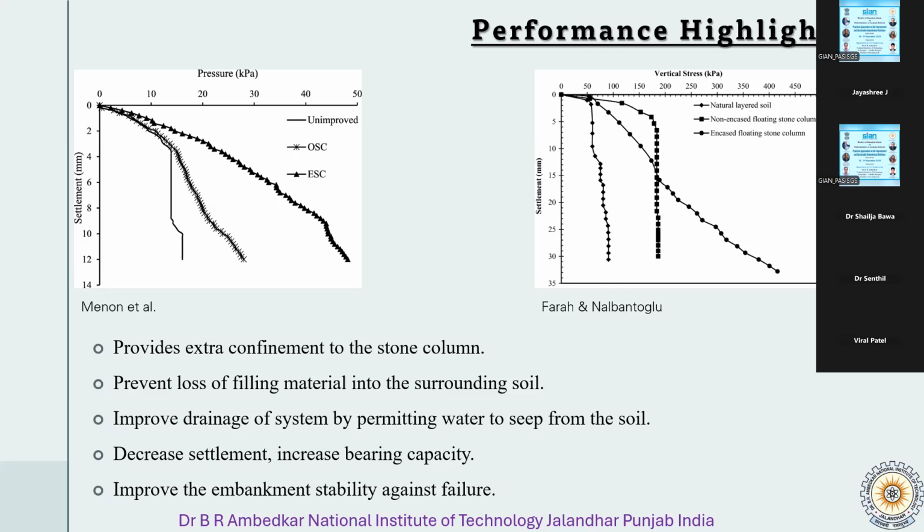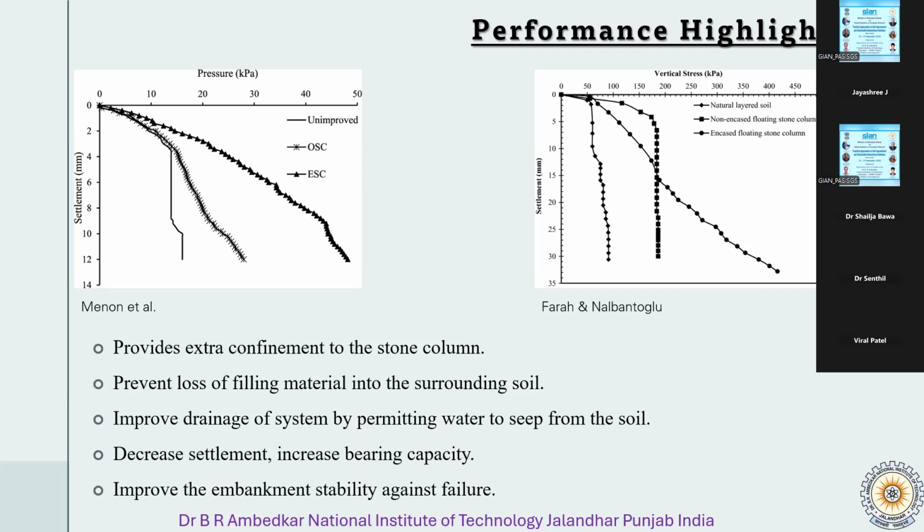So that's why, secondly, we can say that encasing material helps to prevent the loss of the stone particles into the surrounding soil. It is important when the soil is loose or saturated soil, where there is more loss, due to the quick reduction in the strength. And third thing is, encased stone columns improve the drainage characteristics of the system. The geosynthetic allows water to seep out, reducing the pore water pressure and improving the soil's overall behavior during loading.